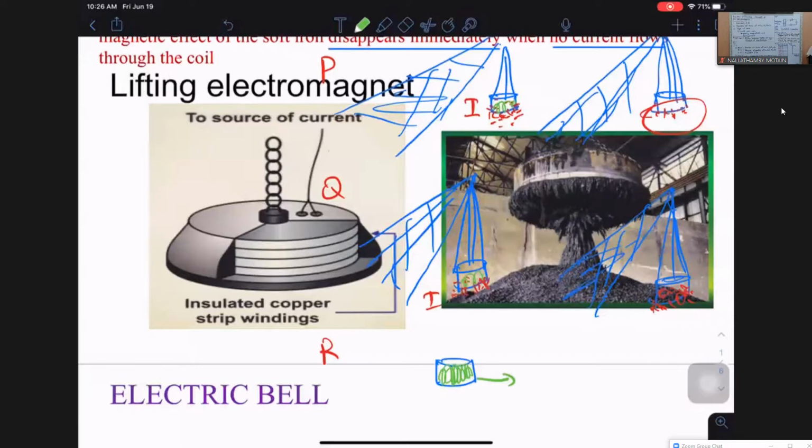Maybe they can ask you, how about the current? High current. Why? Produce stronger electromagnet. And then how about number of turns of coil? Increase number of turns of coil. Produce stronger electromagnet.